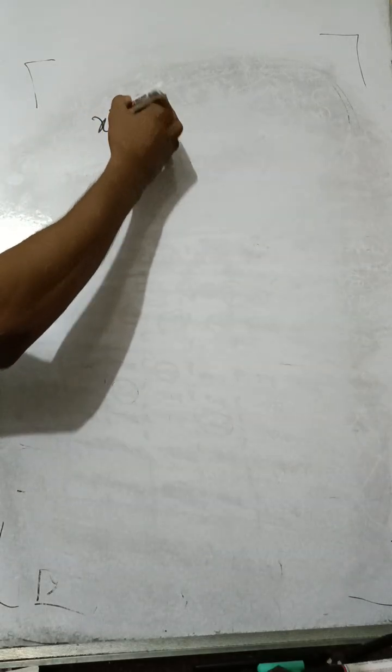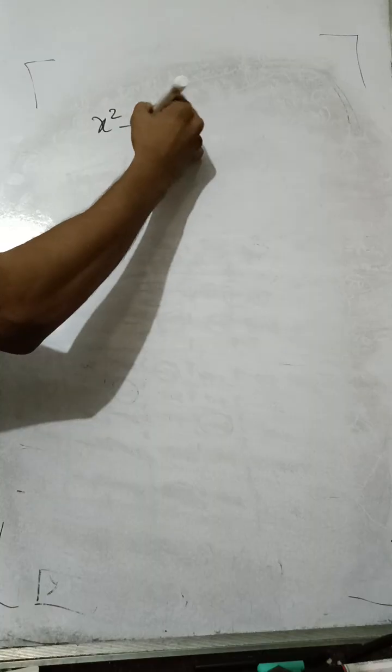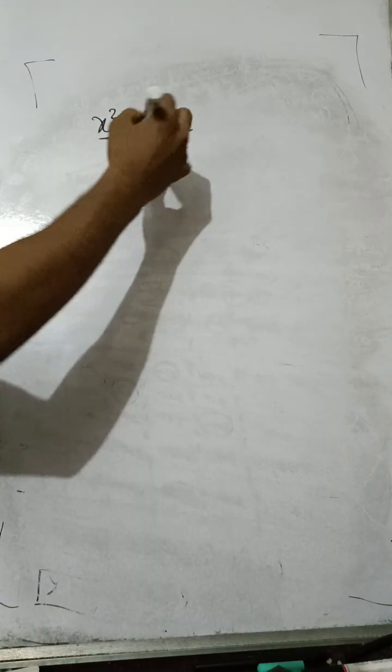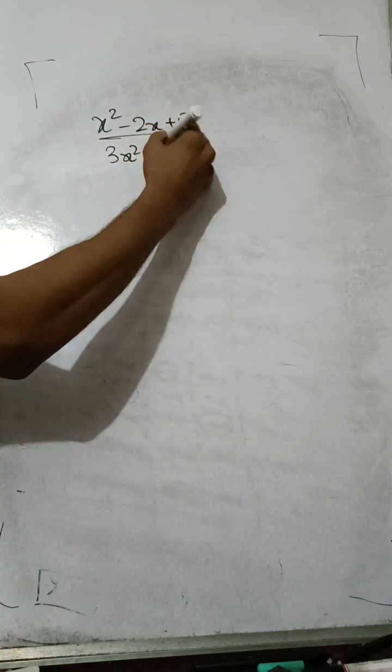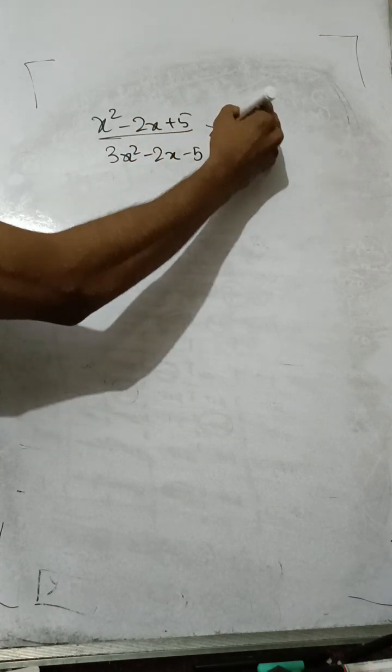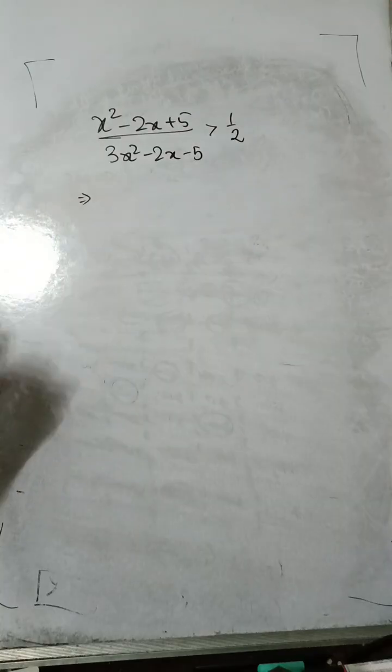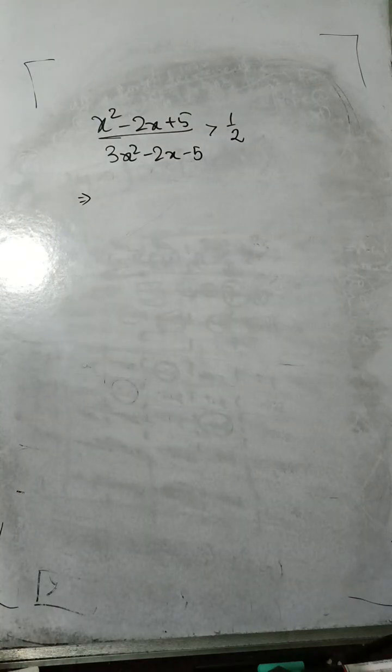So suppose we have something like this: (x square minus 2x plus 5) divided by (3x square minus 2x minus 5) is greater than half. Okay. Alright, so how to solve this?